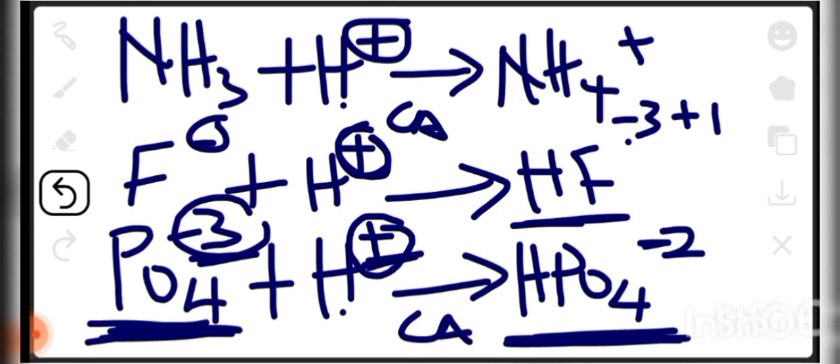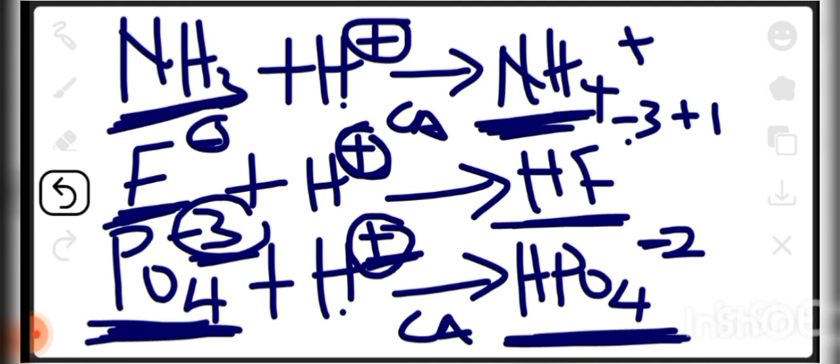While this is the conjugate acid of this fluoride ion, which is F raised to power minus 1. This is the conjugate acid of ammonia, the ammonium ion.